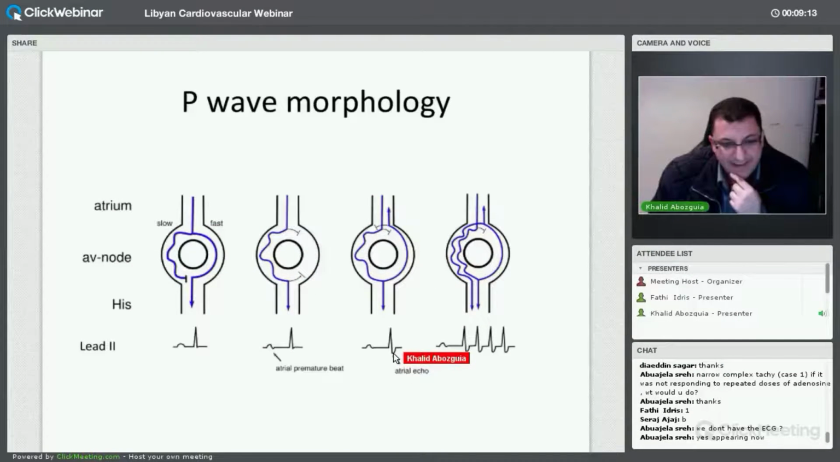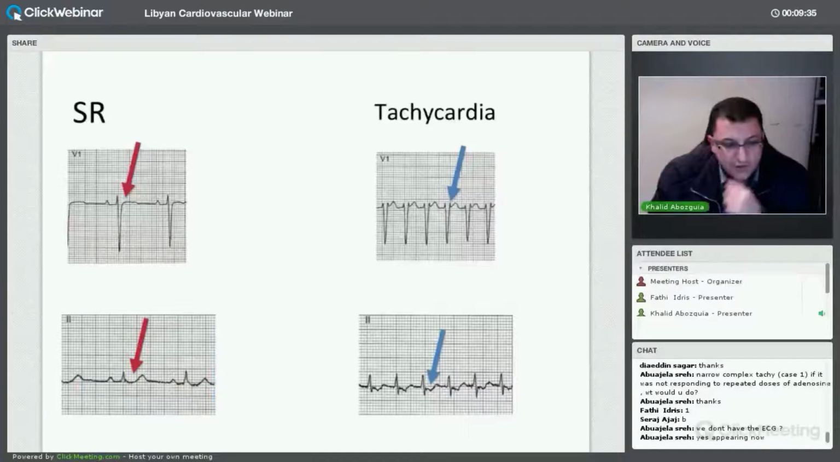So the P wave will be negative and almost simultaneous with the QRS or just after the QRS. So you could see in the typical form of AVNRT, you have a QRS, then what looks like a retrograde P wave, which is a negative deflection in the inferior lead. So if we go back to our tachycardia ECG, you see here in the inferior lead, you have a P wave, QRS, flat line.